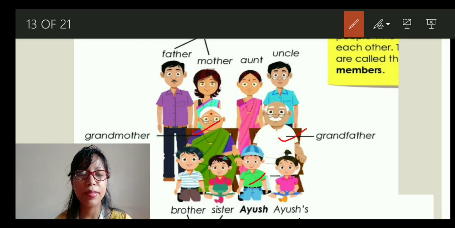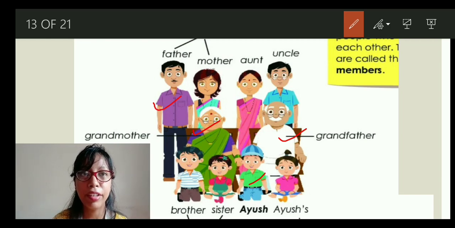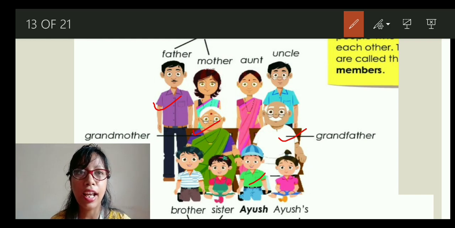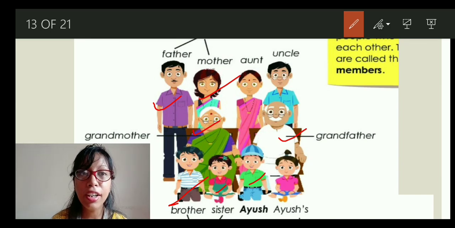And this man with the white shirt is the grandfather of Ayush. Then there is this man wearing a purple shirt. He is the father of Ayush, and the blue sari is the mother of Ayush. Then here is the blue and white striped t-shirt and brown pant, who is the brother of Ayush, and the little sister is also there. She is wearing the pink top and a green frock, right? These two are the brother and sister of Ayush, and together they are known as siblings.